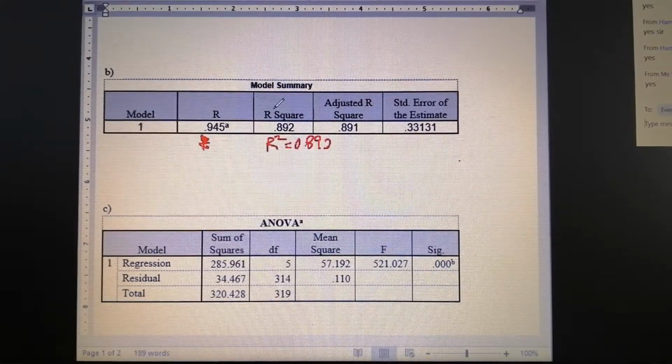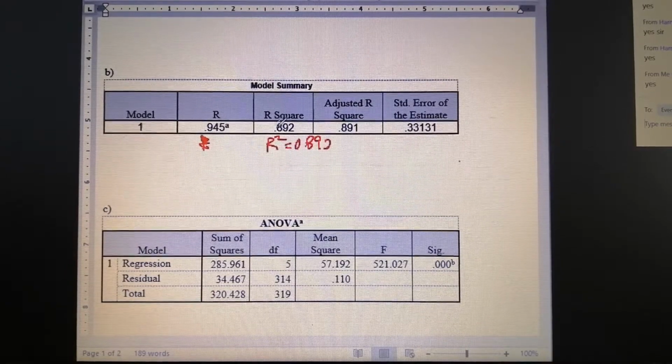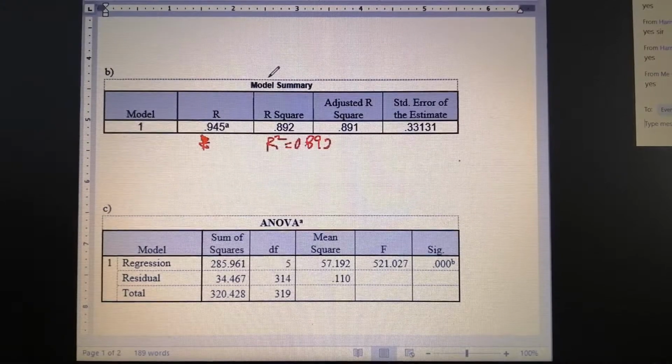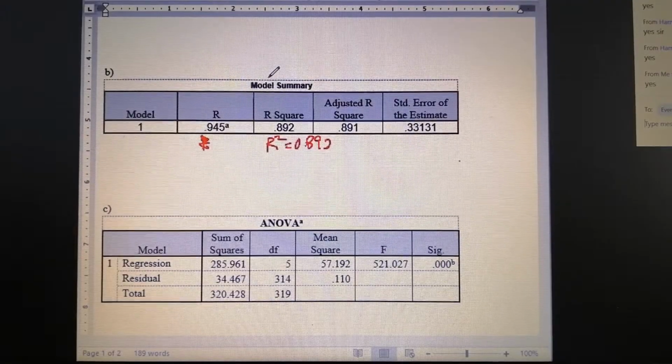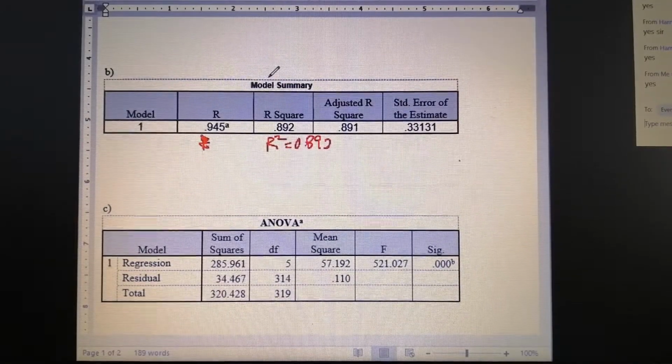So how do you get r square? You just take this value and then you square it, you get 0.892. Or you can use a calculator. You can say 0.945, you square, and you get 0.89, rounded up to 3 decimal places, so 0.892.